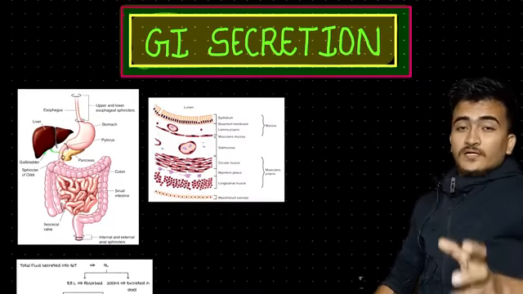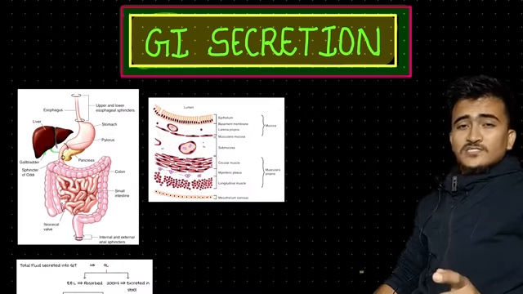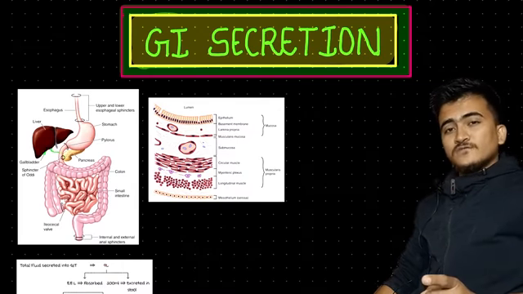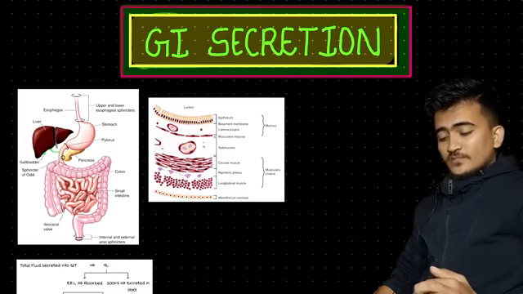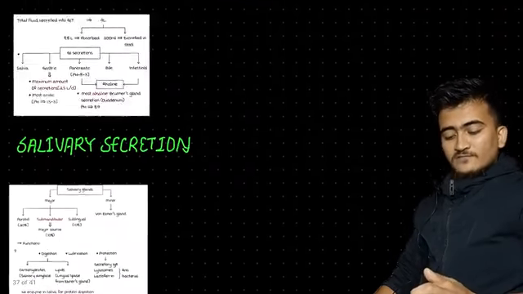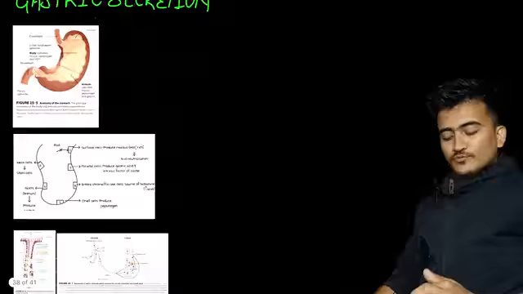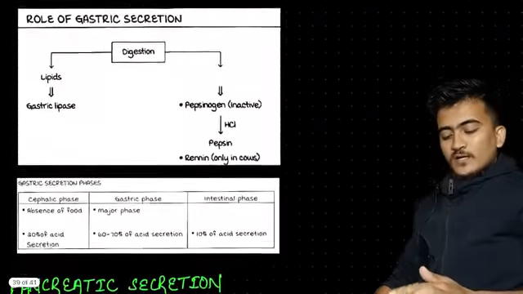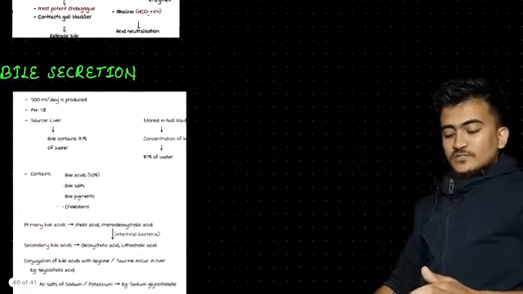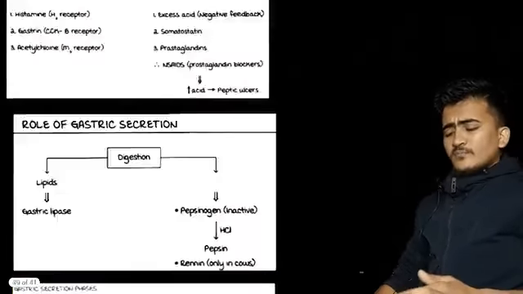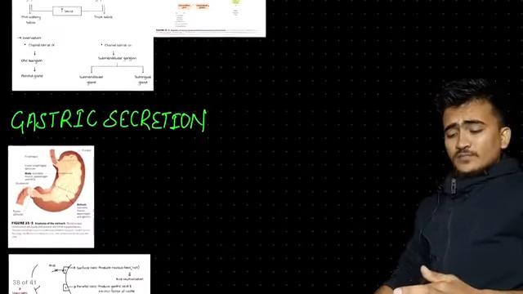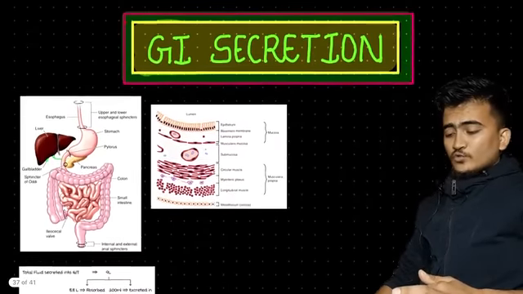So, today's topic of discussion is GI secretion. It is the first lecture of GI physiology, and in this discussion we'll be discussing all these things: salivary secretion, gastric secretion, pancreatic secretion, similarly bile secretion, and last topic, intestinal secretion.